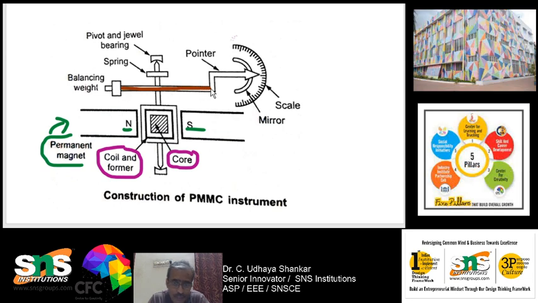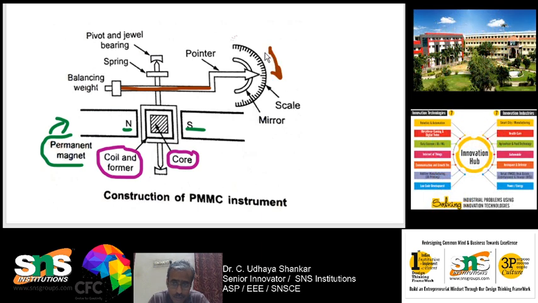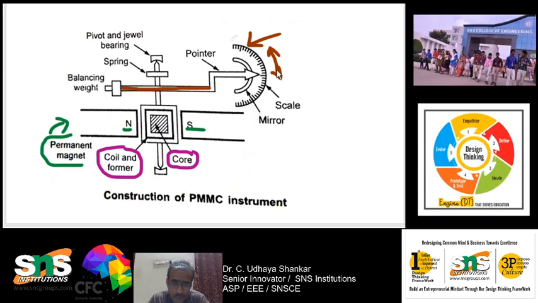So this is your pointer, which is moving over the scale. This is your scale. The pointer will be moving over the scale, it will be oscillating, so you have to control the damping.